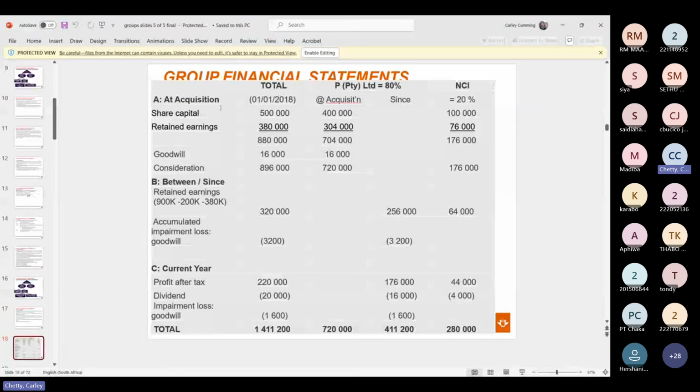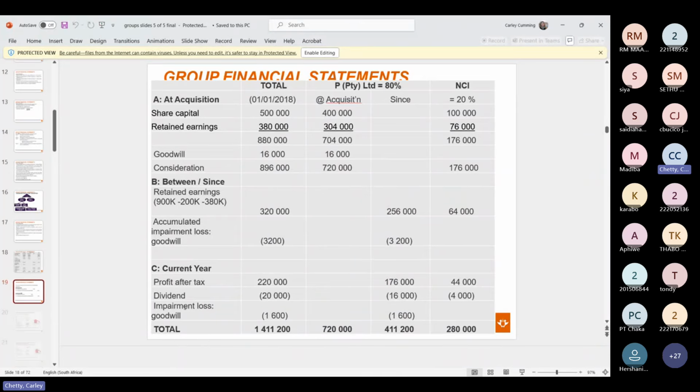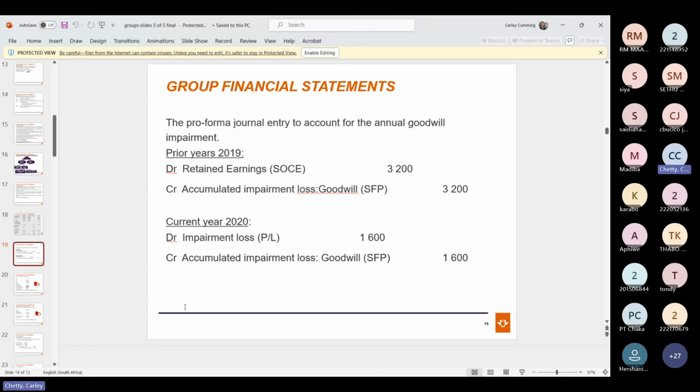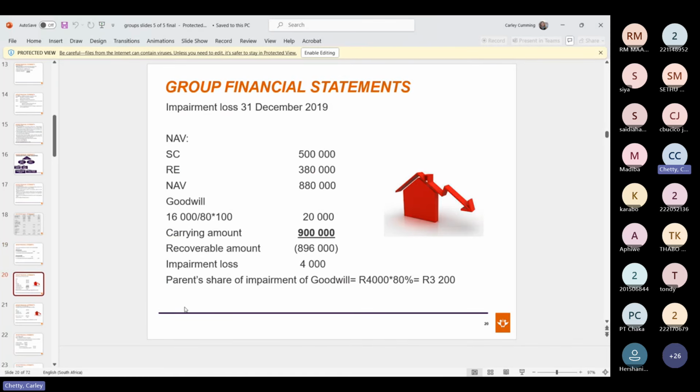Okay, so when we have a situation where the subsidiary was acquired maybe like 2 years ago, when we do our analysis of owner's equity, you have to have an at acquisition part, a between section, and a current year section. So now that we have done the analysis of owner's equity, now we can move on to some pro forma journal entries and the calculation of goodwill. So let's first have a look at the calculation of goodwill. Here we have to calculate the net asset value.